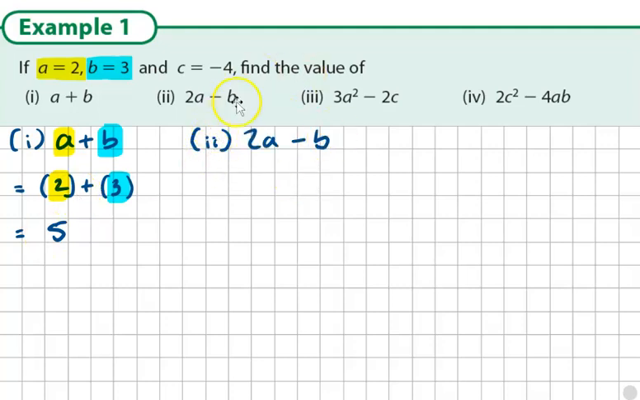Part 2, we write down 2A minus B. Again, we replace every letter with a set of open brackets. So we have 2, bracket, minus, and brackets. We're going to replace the A with 2 and the B with 3. And then we work it out. You can put it straight into the calculator or you can work it out step by step. So 2 times 2 is 4 and 4 minus 3 is 1.